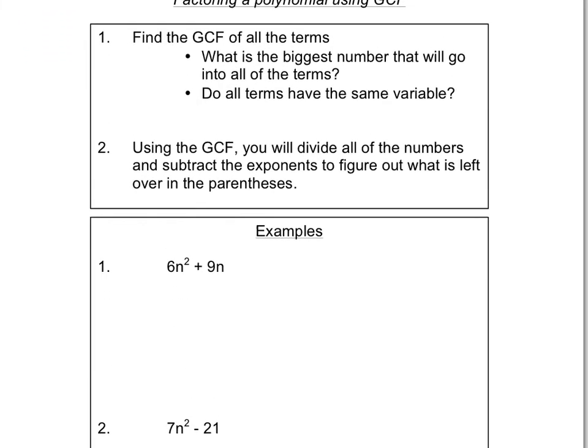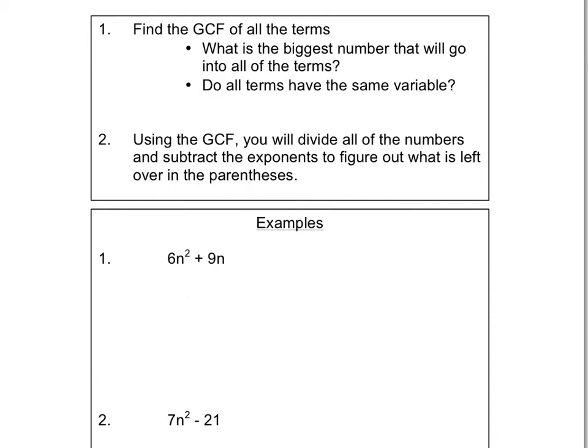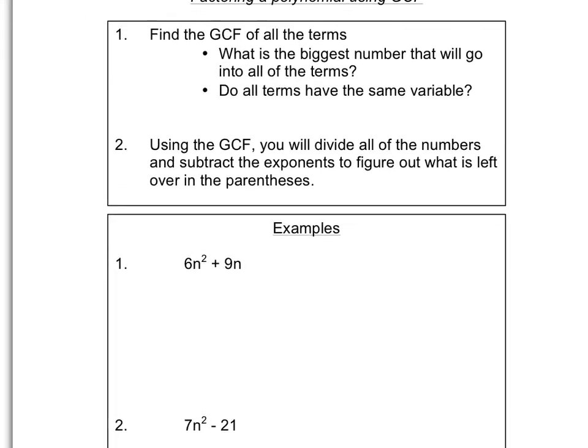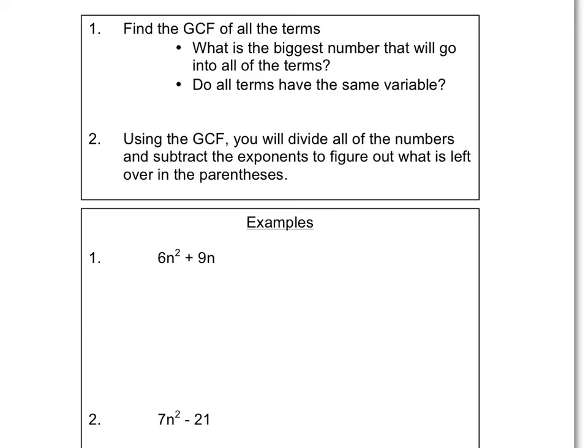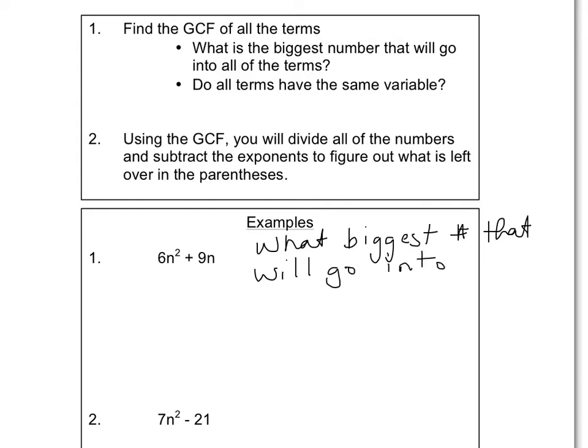As you look at example number 1, it says 6n squared plus 9n. Let's take a look at the first question: what's the biggest number that will go into all the terms? As you look at just the numbers, what's the biggest number that will go into 6 and 9? Well, the biggest number that will go into 6 and 9 is a 3.